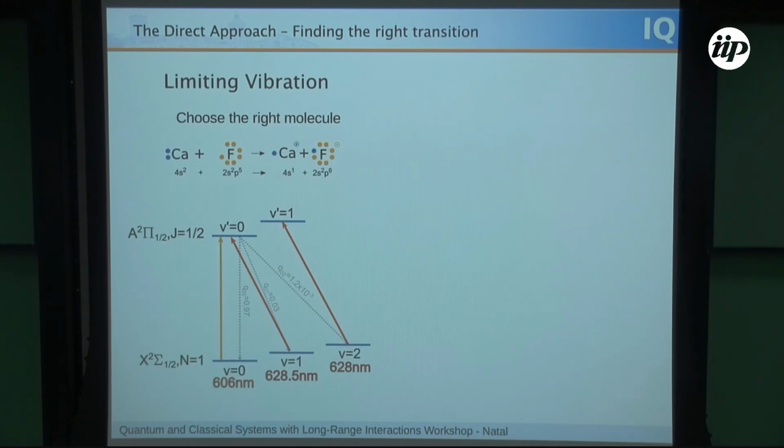Now that's already great, but I told you you'd need to scatter tens of thousands of photons in order to laser cool these molecules. It's actually not good enough. Fortunately, the decay into v equals 1 is 3%, and the decay into v equals 2 is already 10 to the minus 3 percent. So if we just include 2 more lasers, 1 for v equals 1, 1 for v equals 2, we can repump everything into the initial state, and now we can scatter 10,000 photons. So that's the vibrations out of the way.